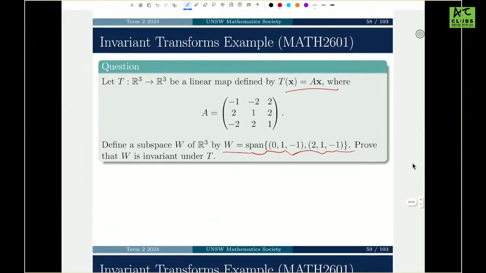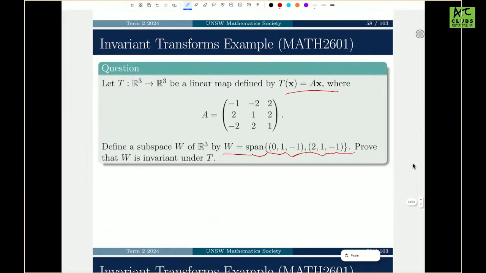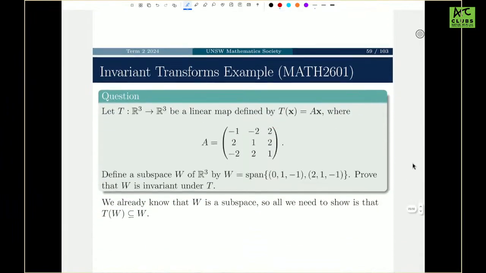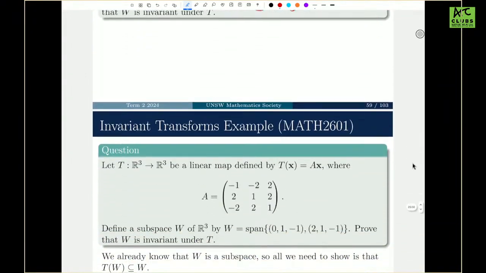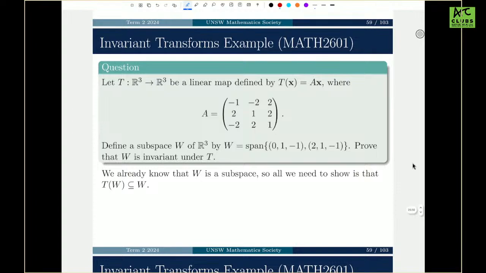I'll have some more explanation on the following slides, but because of linearity, because we have a basis for these, we can represent any vector in the form of those vectors. Hang on, as a linear combination of them. Okay, so we already know that W is a subspace. We just need to show that this holds.